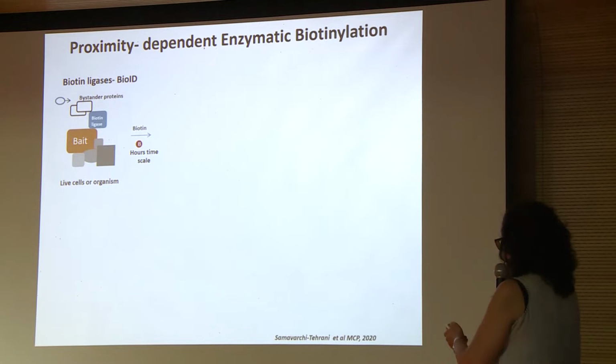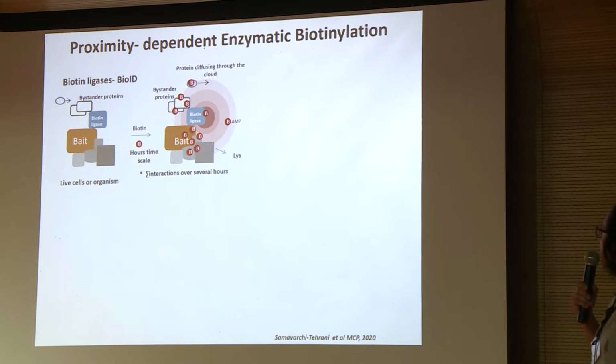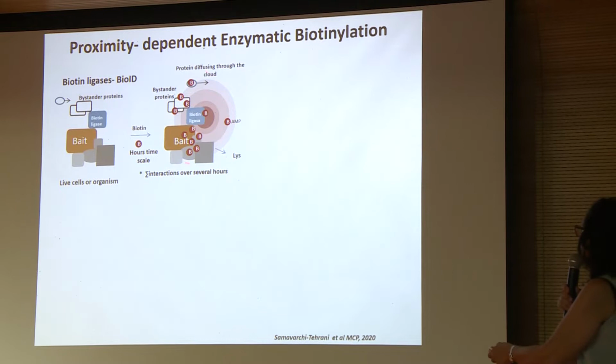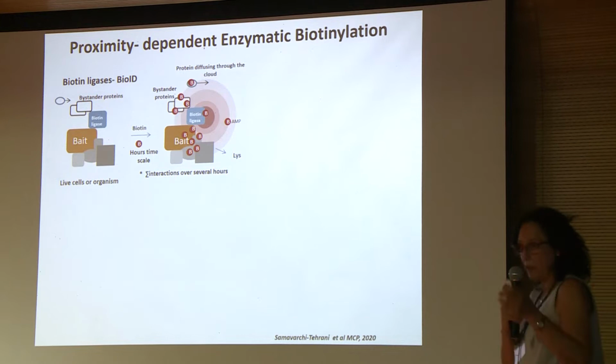So you incubate this cell with biotin, and in what initially was an hour time scale, by the incubation with biotin you start the labeling, and you form a cloud of active reactive compound that is going to modify everything that is around, including the bait, the ligase, the interactor proteins, the bystander proteins, and any protein that, during this period, is moving through this cloud of reactive compound.